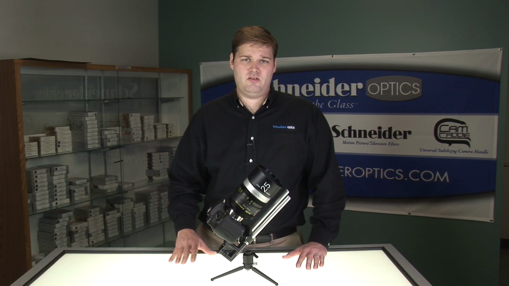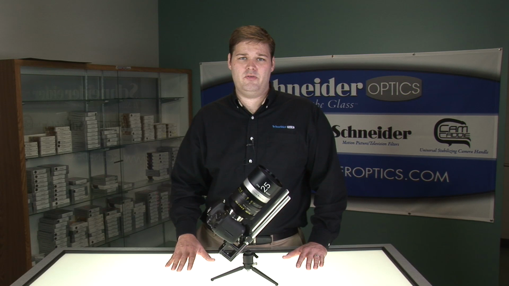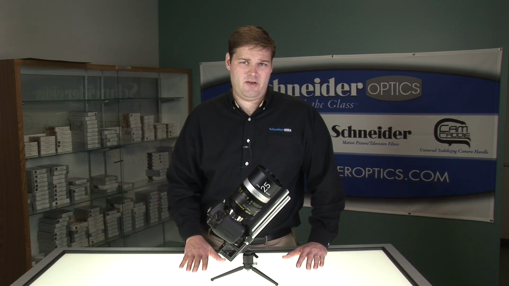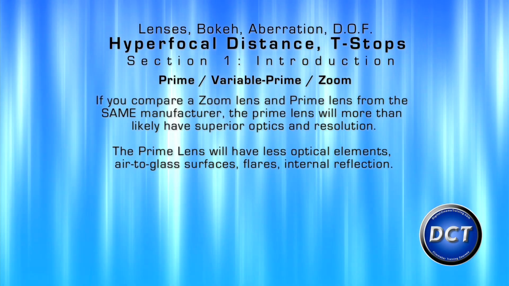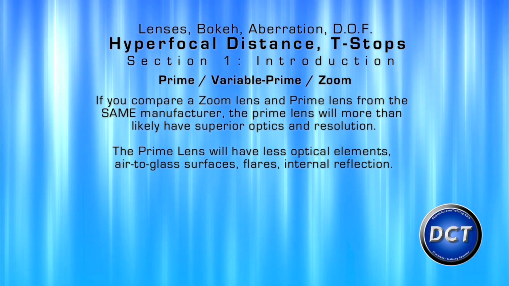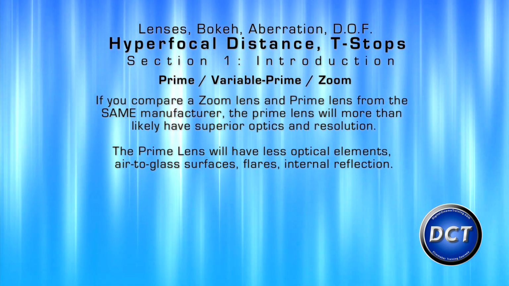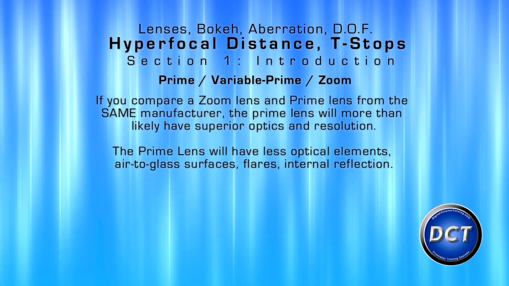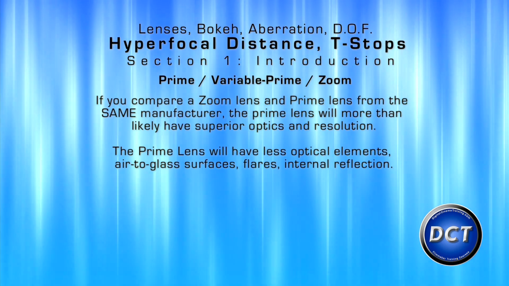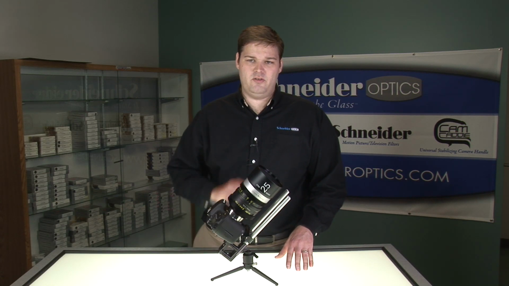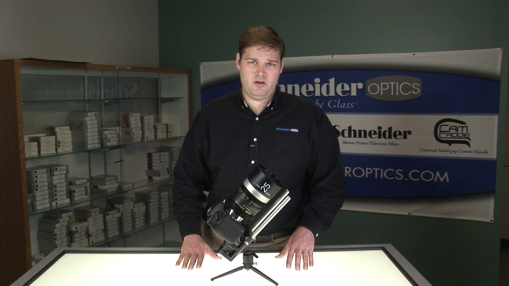Zoom lens design technology has gotten much better over the years, but it still cannot beat a prime from the same manufacturer. So if you took one zoom lens from that manufacturer and one prime lens, the prime lens is usually going to contain fewer optical elements, fewer air-to-glass surfaces, fewer chances for flares, reflections, increased optical performance. All of these things go into making a prime lens a better choice for pure optical quality.